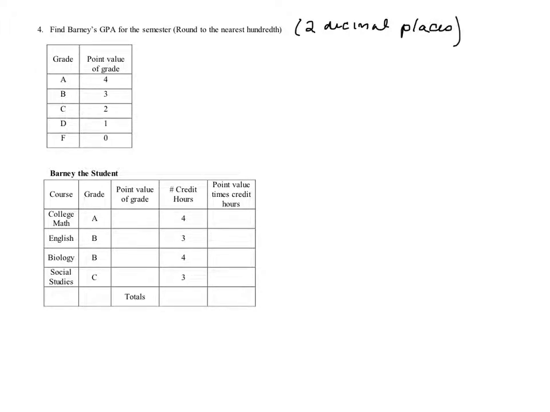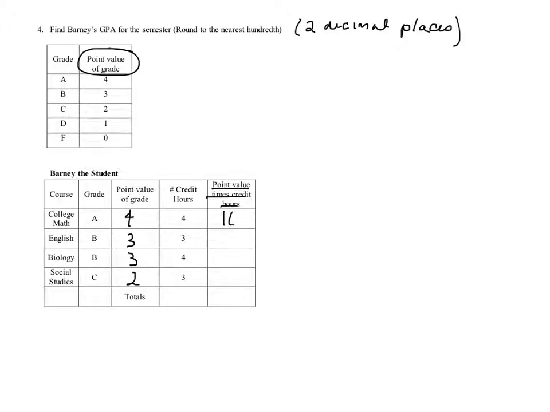Here's Barney the student. In college math he got an A, English he got a B, biology he got a B, and social studies he got a C. At colleges we assign point values to the grades: an A gets 4 points, B 3, another B 3, and a C in social studies. Then we're going to do the point value times the credit hours, because if you have more credit hours, it counts more towards your GPA than, let's say, a half credit would. It would not count the same as a course that is 4 credit hours.